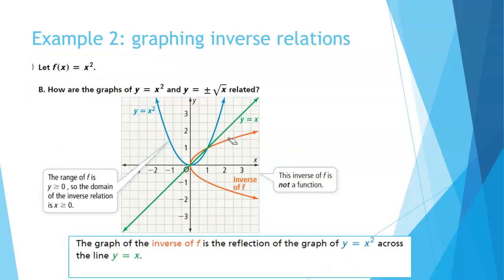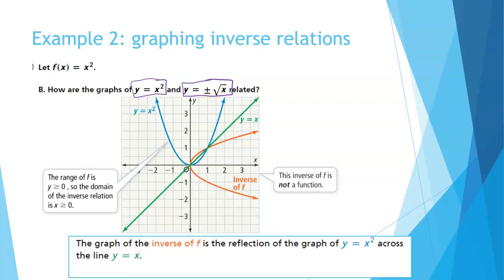Now in your notes, you guys have what the graph of y equals x squared looks like, and the equation for the inverse we just found here, y equals plus or minus square root of x. So in blue is the graph for y equals x squared. And in red, you can see what its inverse looks like, y equals plus or minus square root of x.